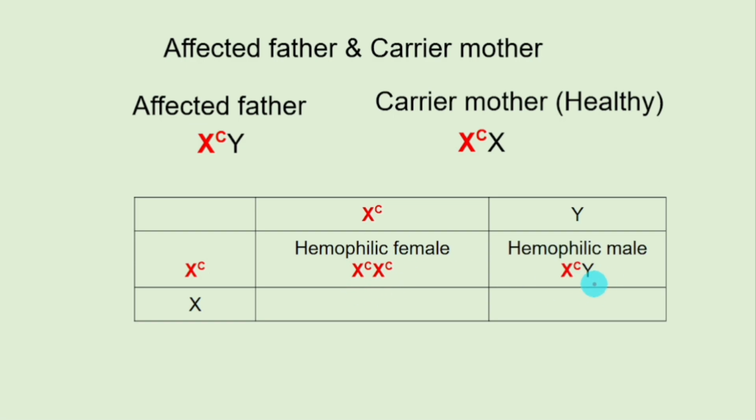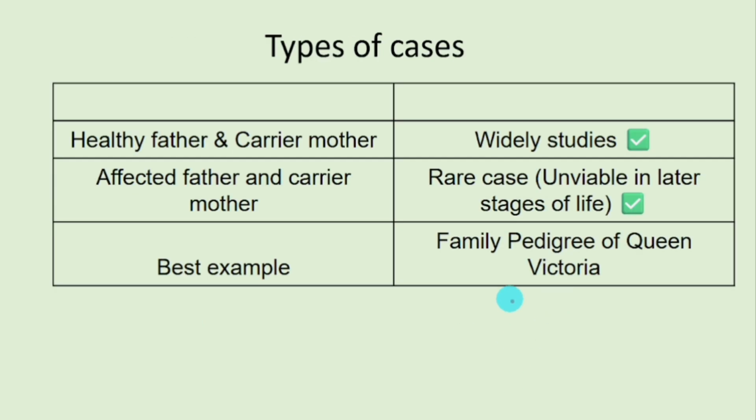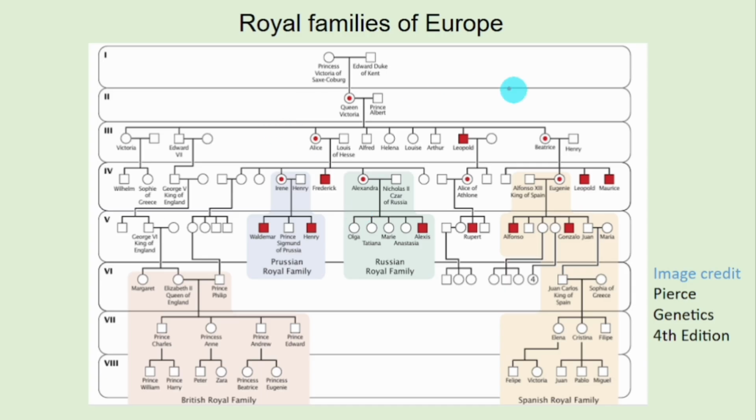And again, hemophilic male. This will be carrier female, one healthy X chromosome, and this will be healthy male. And now the family pedigree of Queen Victoria. I got this image from this textbook, Pierce Genetics, 4th edition. So this is the family pedigree of Queen Victoria.